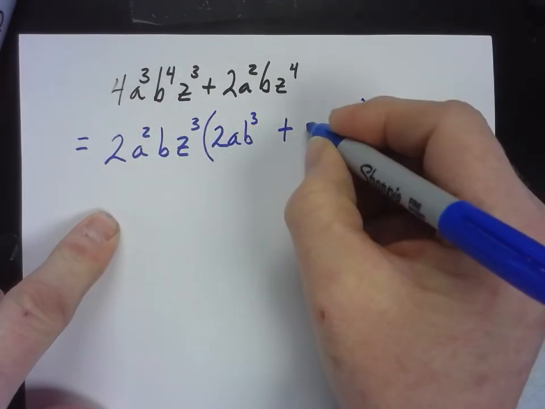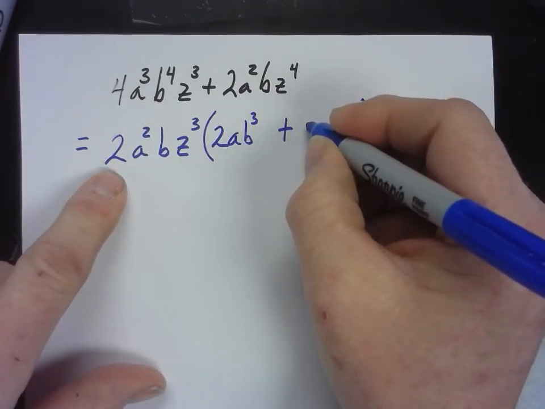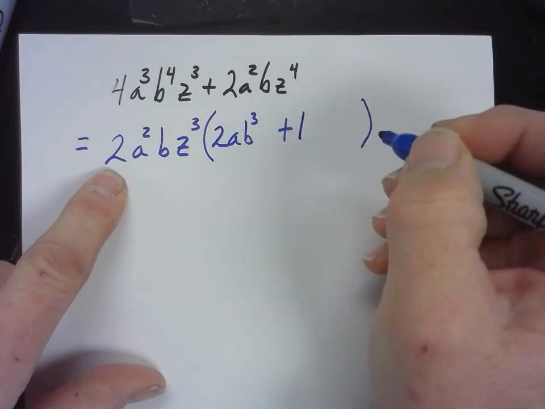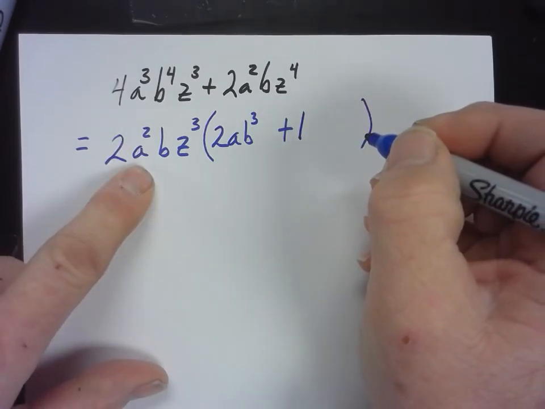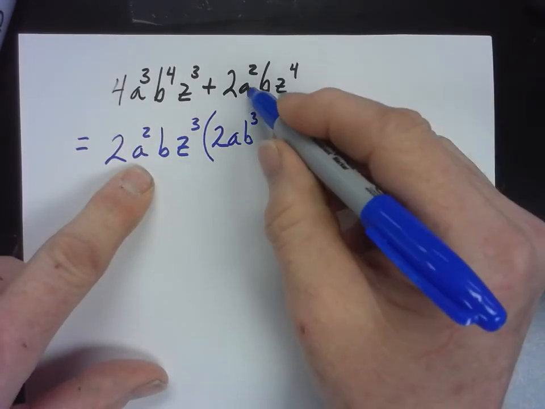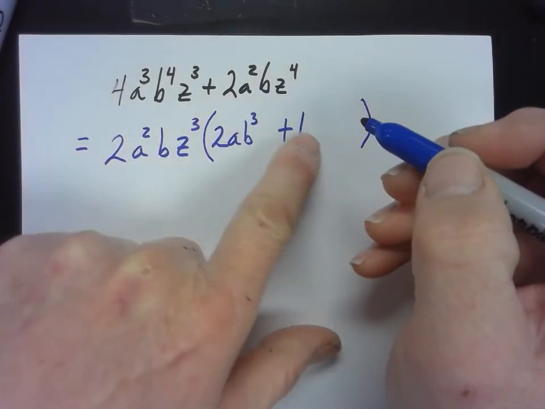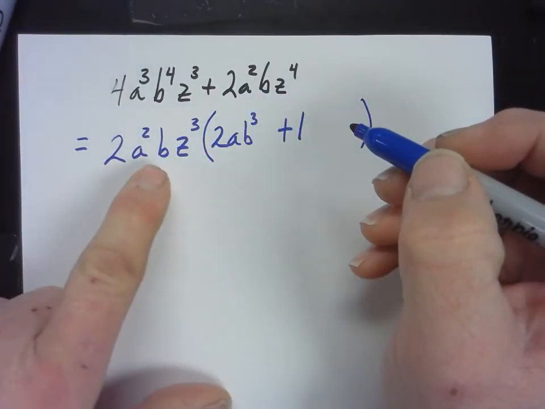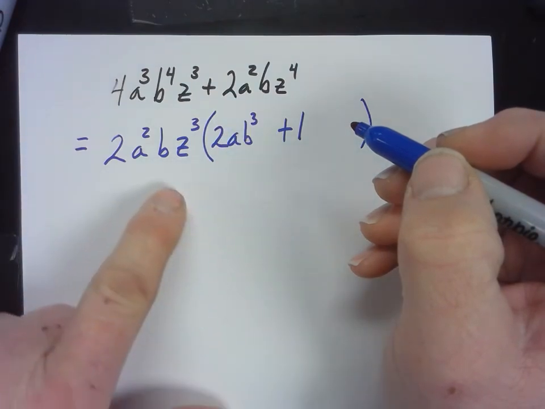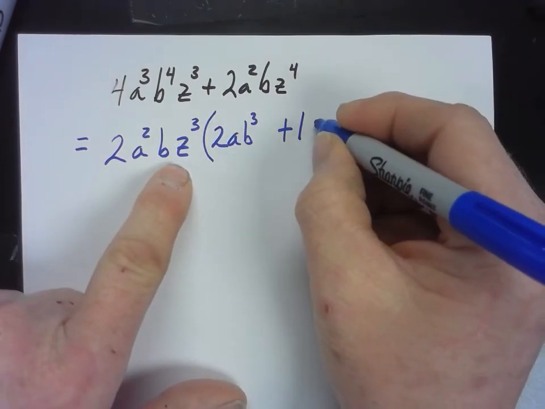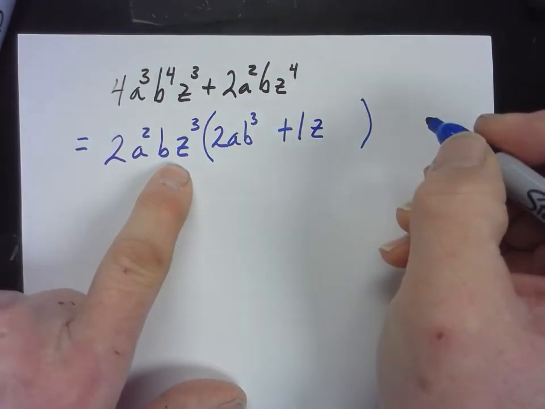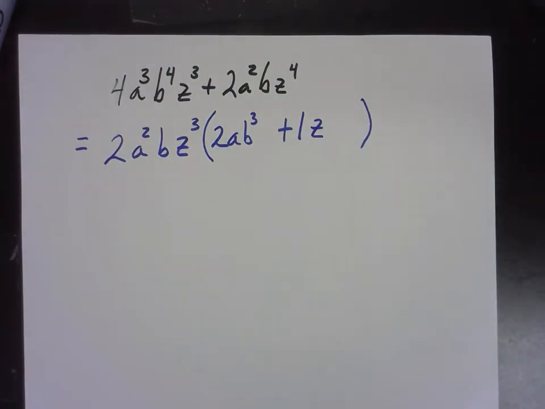Okay, come over here. 2 times 1. We got a squared, don't we? A squared times 1, that would give us the a squared, wouldn't it? B times 1, that would give us b. Z cubed times z to the first, let's say. There you go. You factored the greatest common factor. That's what it looks like.